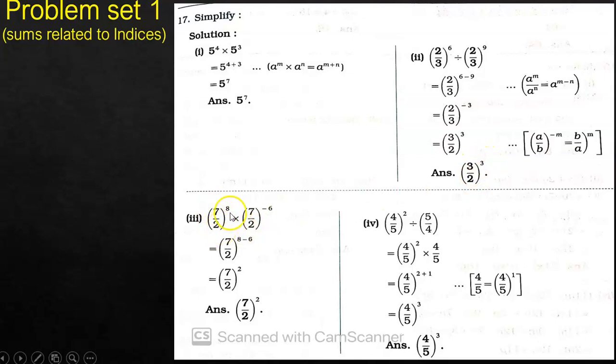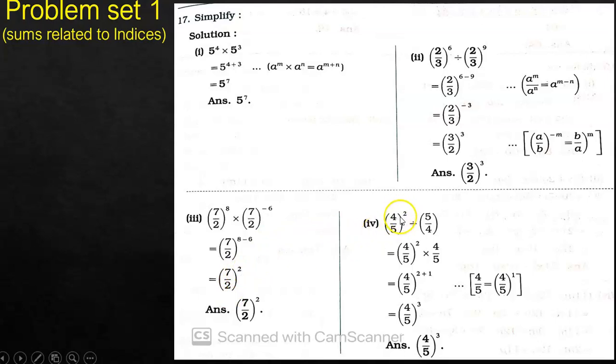Next, 7 upon 2 raised to 8 multiplied by 7 upon 2 raised to minus 6. This is multiplied, so I will have the powers as added. So I have 7 upon 2 raised to 8 plus minus 6. Now one step is skipped over here. The next step would be 7 upon 2 raised to 8 minus 6. So 7 upon 2 raised to 2. Please write the law which is used.